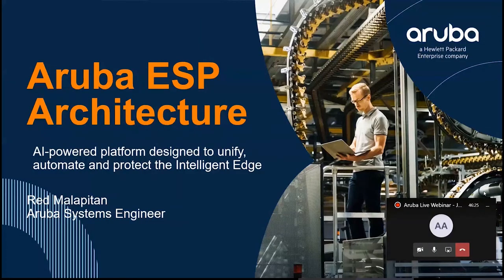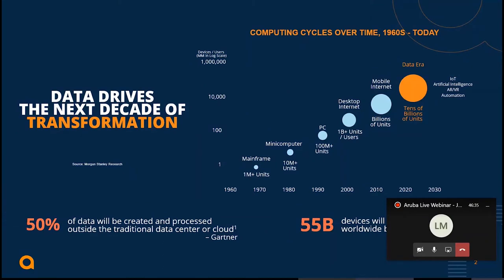Okay, so as a start, let's see what is happening in our industry today and why we need the Aruba ESP. Right now we are in the early stages of the new era of data disruption. As you can see here, the data and devices are growing exponentially. In the year 2020 we already have 10 billion units currently produced worldwide, and within the next 2 years, there's going to be around 55 billion devices connected worldwide. This source came from the IDC. From these devices, 50% of this data will be created outside of the data center and not in the cloud. This data is going to be generated at the edge itself, or at the customer's network.